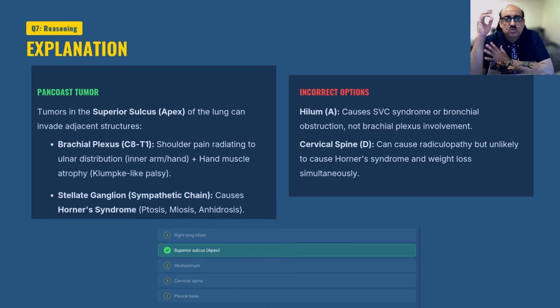So again, shoulder pain radiating to the ulnar distribution. Remember, C5, C6, C7 is the middle finger, and C8 and T1 are the lateral, the medial 2 fingers.